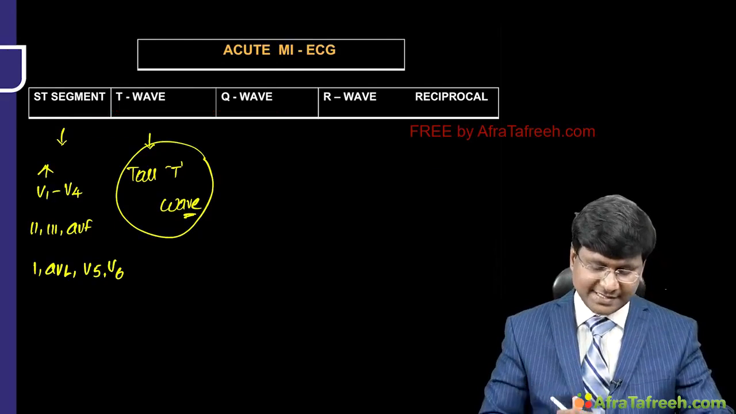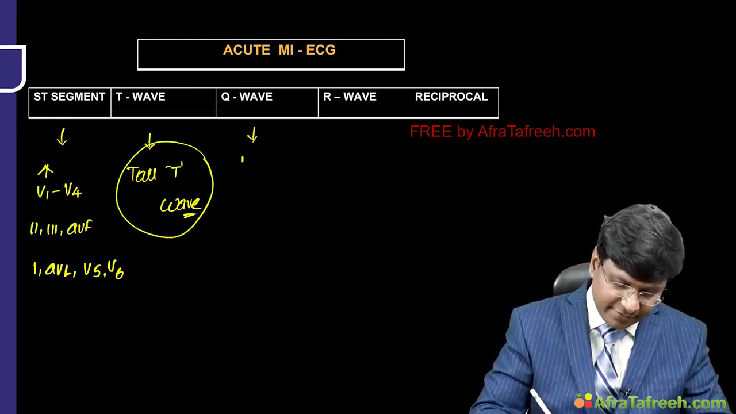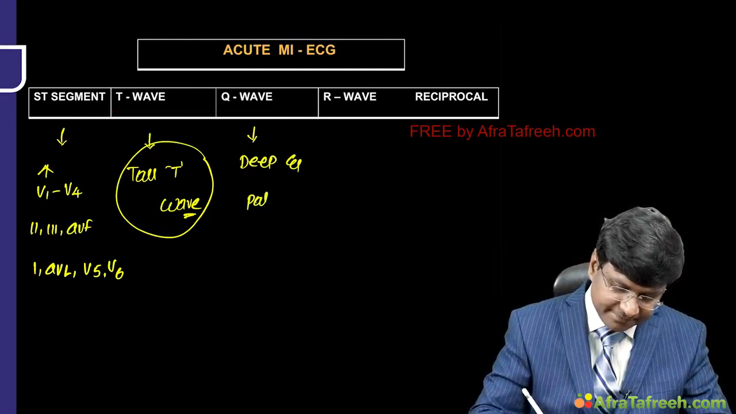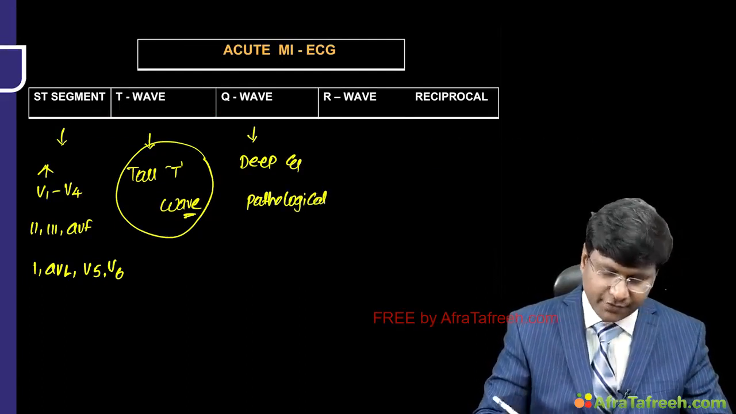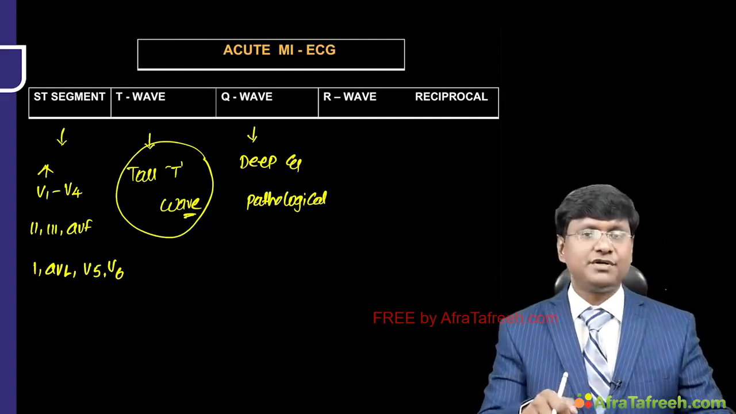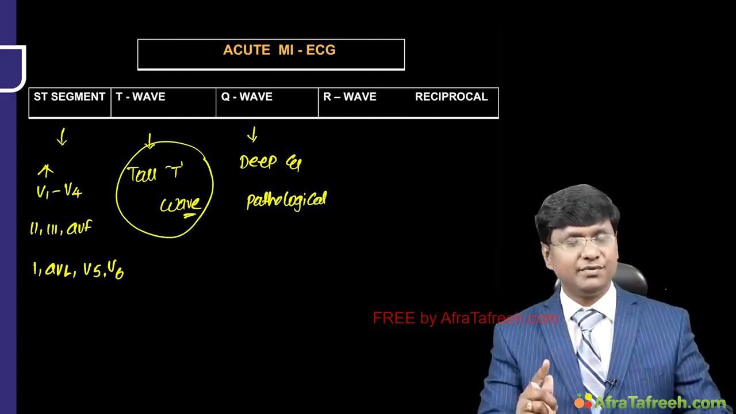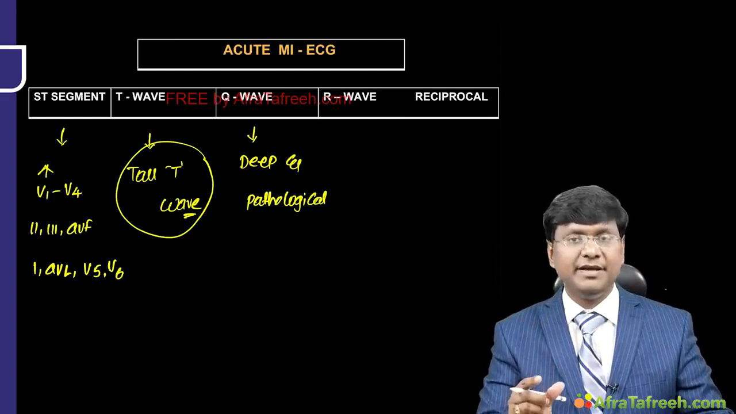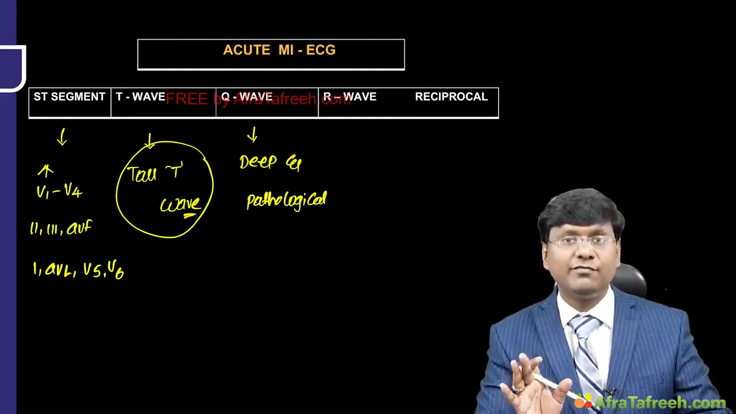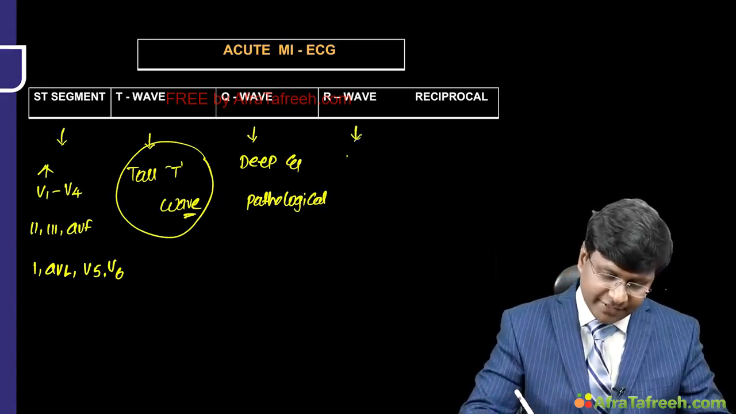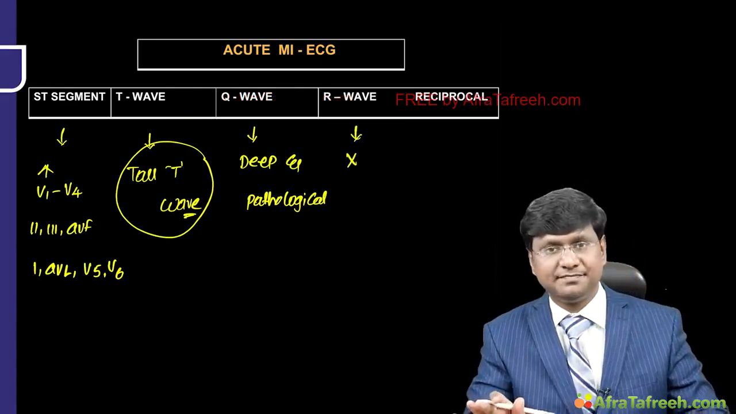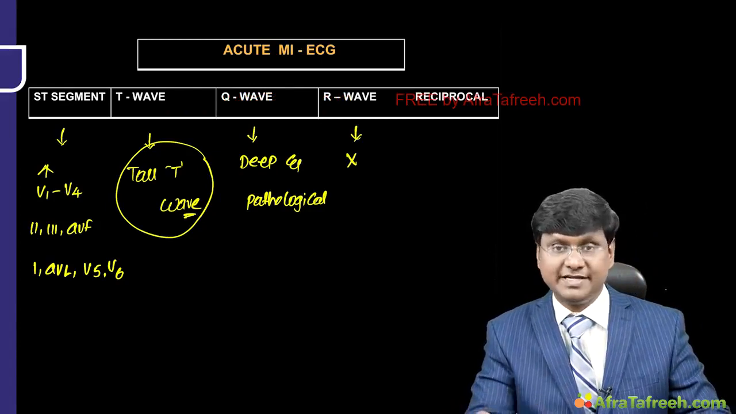Now, what are the other ECG changes? So you have the development of deep and pathological Q wave, right? If you take this particular Q wave, the depth of the Q wave will be more than or equal to 1 mm and the width will be more than or equal to 40 milliseconds. That will be the pathological Q wave. And at one point of time, the R wave will disappear.